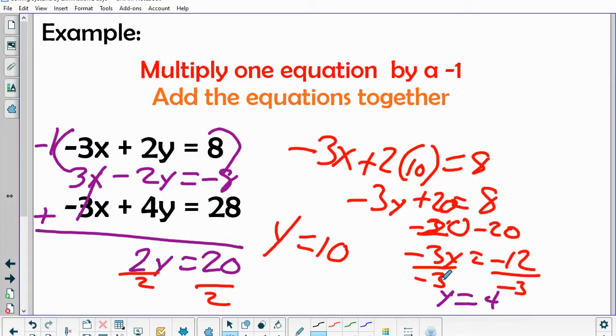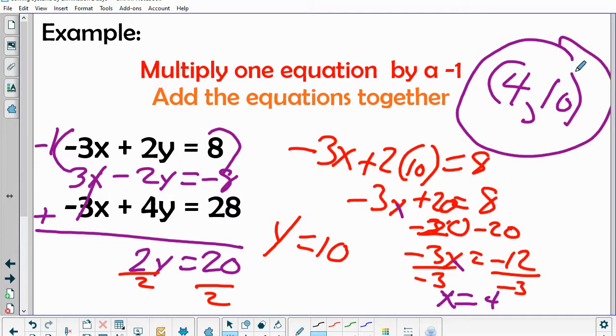So that's our two numbers. Actually, sorry, that's an x. So it'll be x equals 4. And so we end up with 4 for x, 10 for y, and there's our pair of numbers.